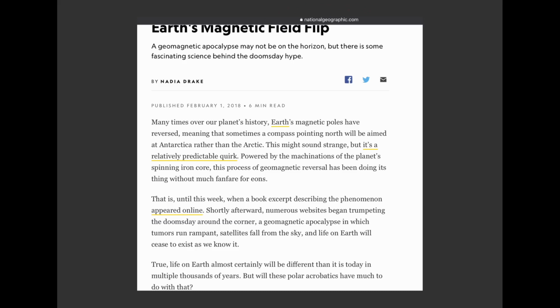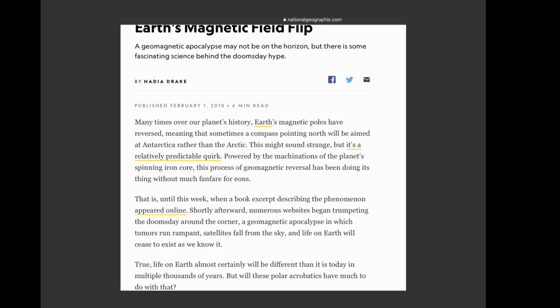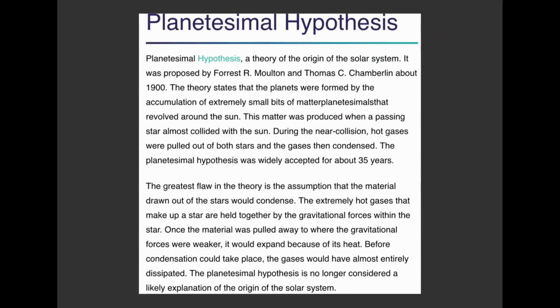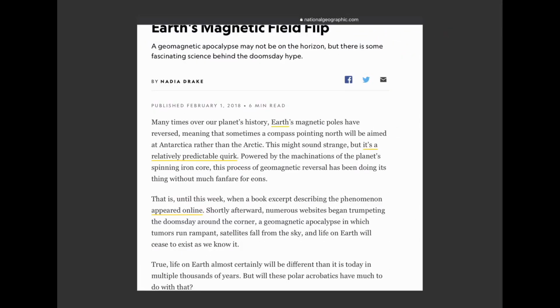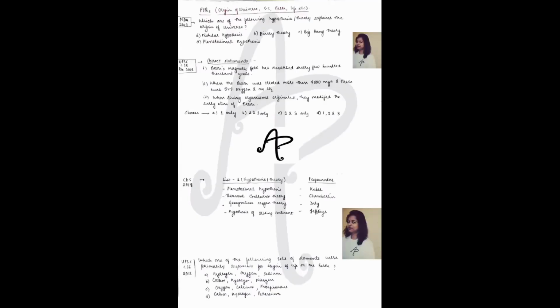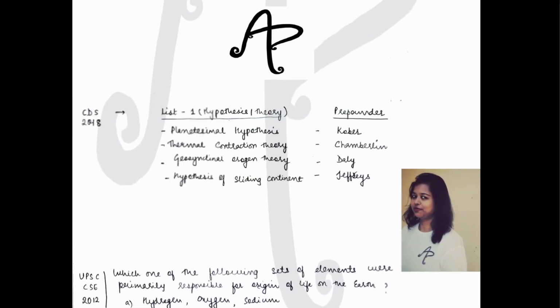But they have talked about that many times over our planet's history, the Earth's magnetic poles have reversed, which means that sometimes a compass pointing north will be aimed at Antarctica rather than the Arctic. So reverse is like north वाला south की तरफ point करेगा, south वाला north की तरफ. Although we are not going into the detail of it, if you want, you can read it. I have just attached it for the reference. And I have also attached a section on the planetesimal hypothesis, because the other ones I have done in detail in the previous video. So you can check those for your reference.